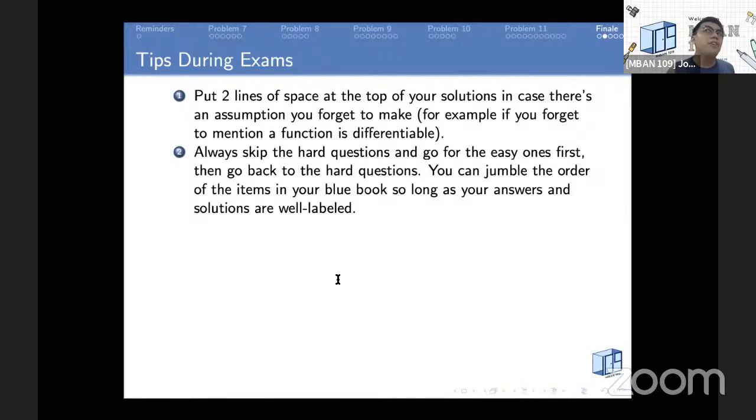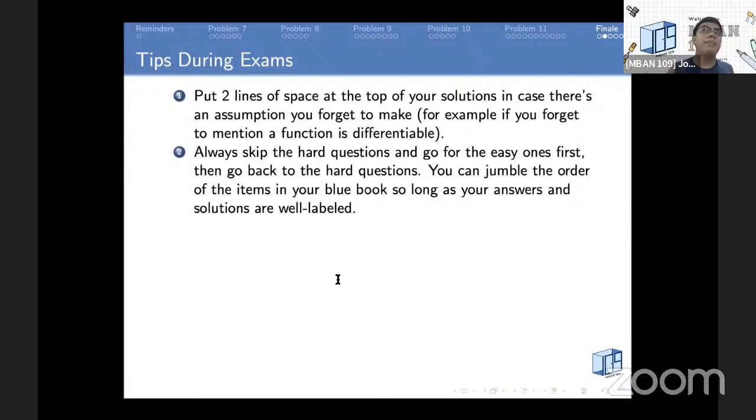Kasi if you're just stuck dun sa question mismo na tine-take, may chance na mas stuck ka dun for too long, tapos biglang nakalimutan mo na may mga questions pala afterwards. So masyado kang ma-overthink dun sa question na yun, and at the same time, baka hindi mo na masagot on time yung ibang question na mas madali pala dun sa question na stuck ka. Then, jumble the order of the items.